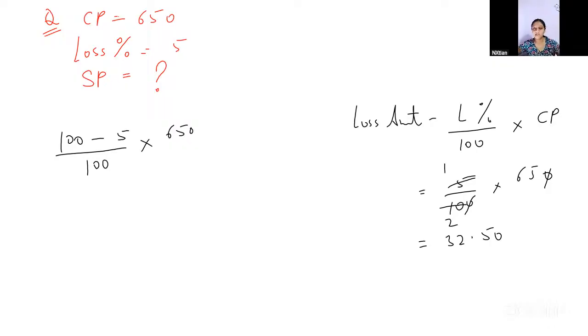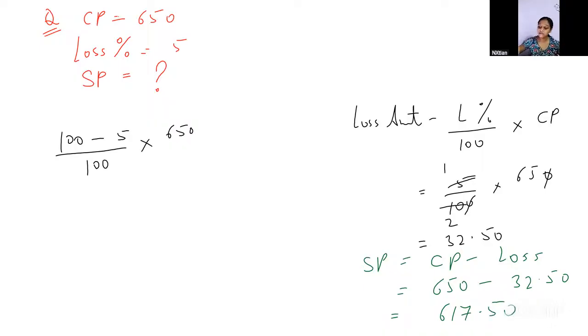Now to calculate the selling price, we know selling price is equal to cost price minus loss. So we do 650 minus 32.50. We will get how much? 617.50. This is the second method. In the first method, it will become 100 minus 5, 95 by 100 into 650. Okay, you cancel.